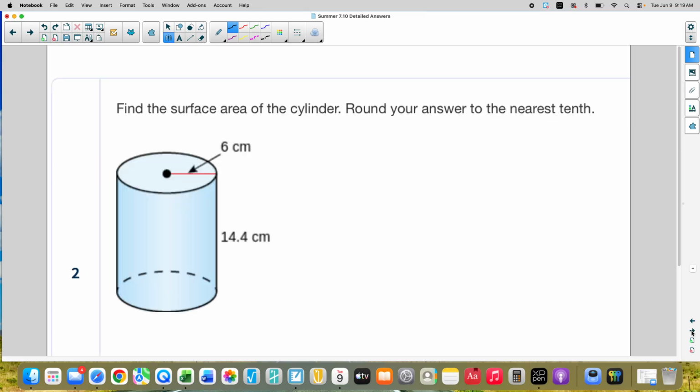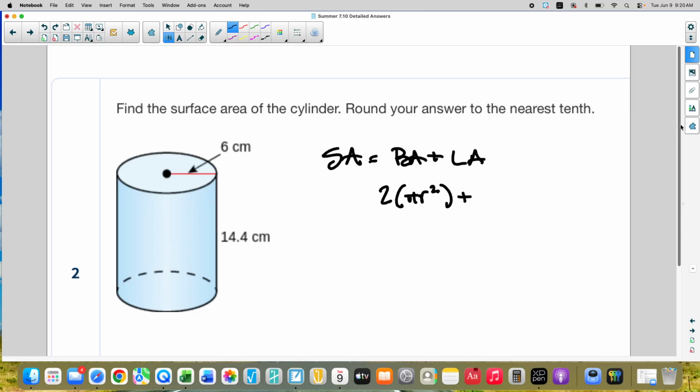Find the surface area of the cylinder. Surface area of a cylinder has a formula. It's still based upon this: base area plus lateral area. The base area are the 2 tops and bottoms, so those are 2 circles, 2 pi r squared, plus the lateral area.